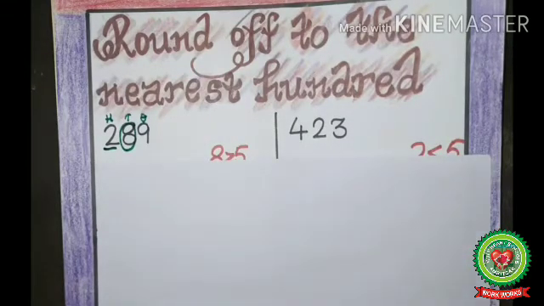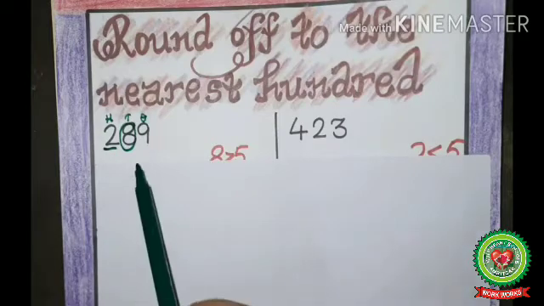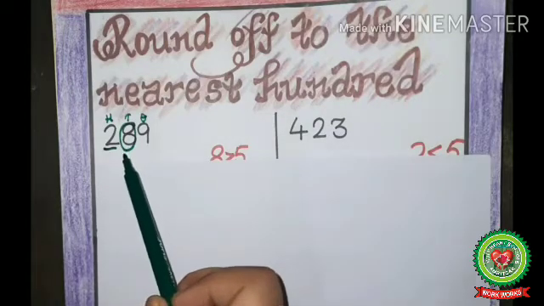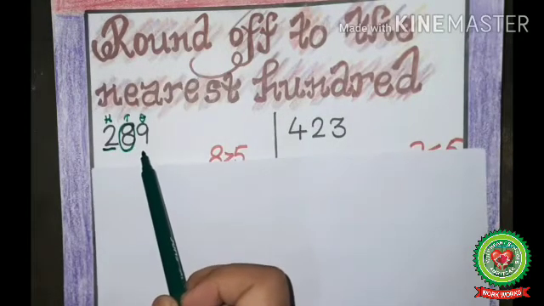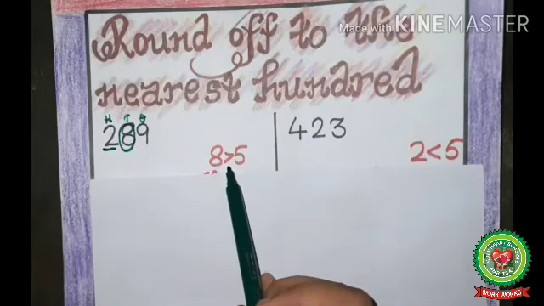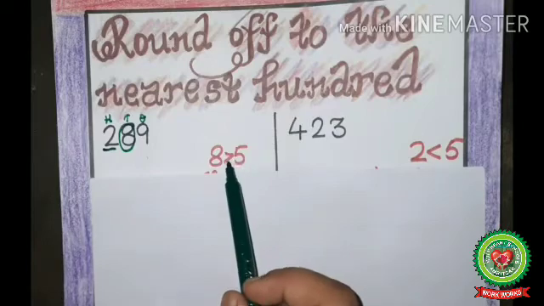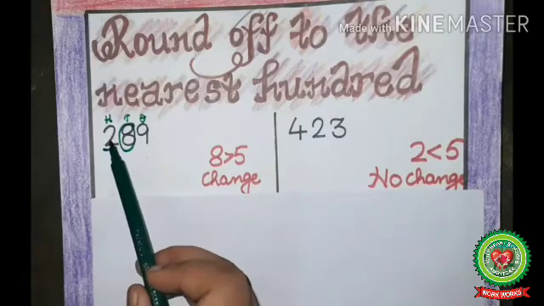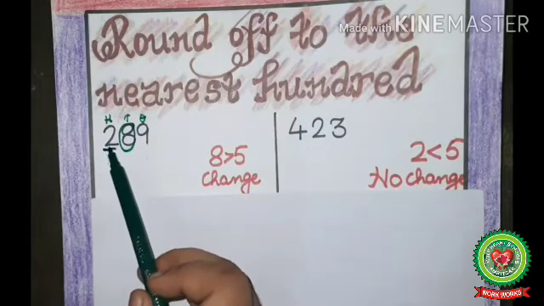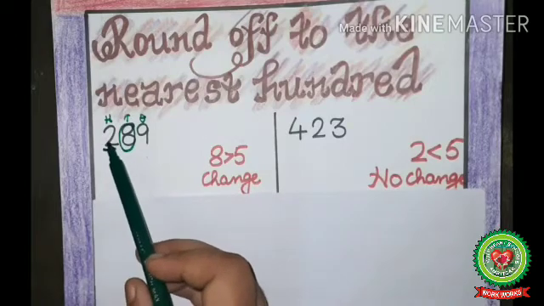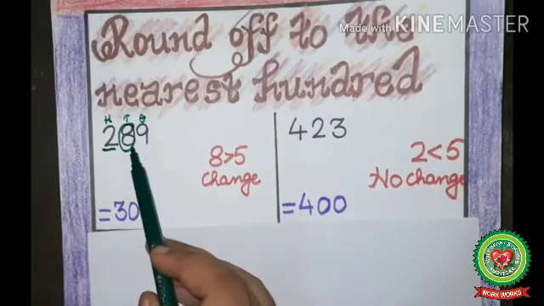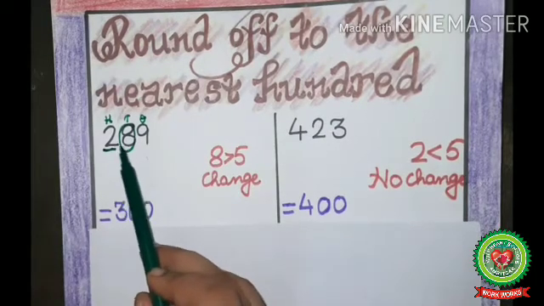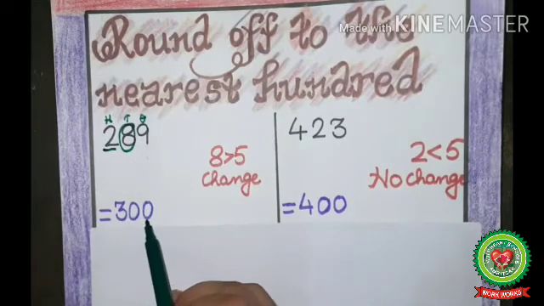Now, what is the next step? Next step is compare the circled number with 5. Circled digit is 8. So, we will compare 8 with 5. 8 is greater than 5. That means change. Change means we will add 1 in the underlined digit, that is 2. So 2 will become 3 and the next 2 digits will become 0. This shows that 289 is nearer to 300.